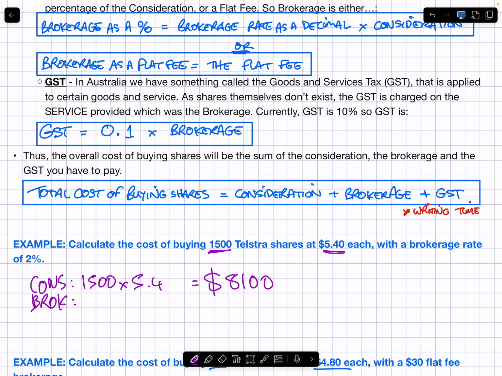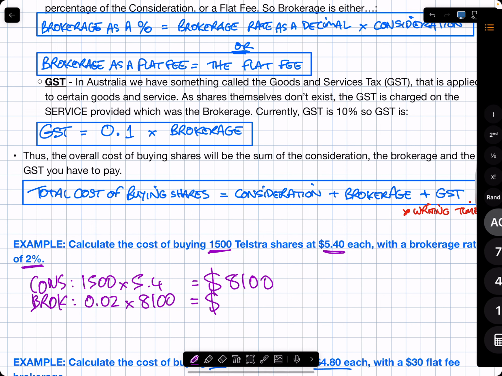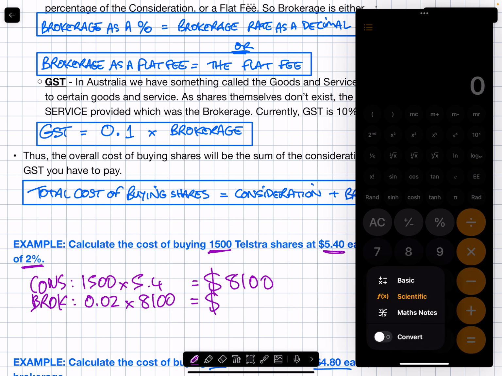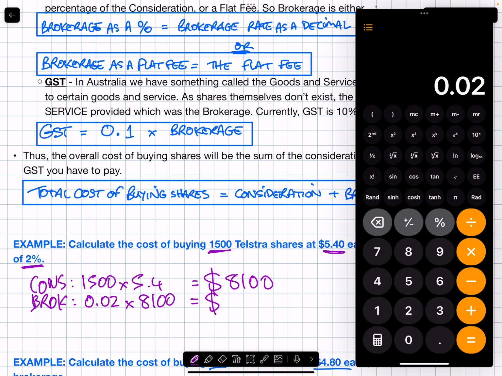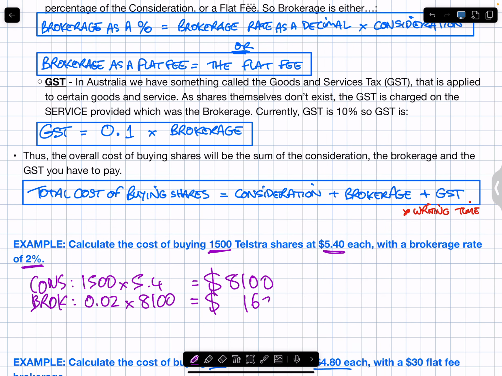What is the kind of brokerage here? Is it percent or is it just a straight dollar amount? Percent. So what would 2% be as a decimal? Is it 0.2 or is it 0.02? 0.02. Because 0.2 would be 20%. 0.02 times by the consideration, which is $8,100. So the broker, whoever it is, they're going to get 2% of 8,100. So they're going to get paid 162.